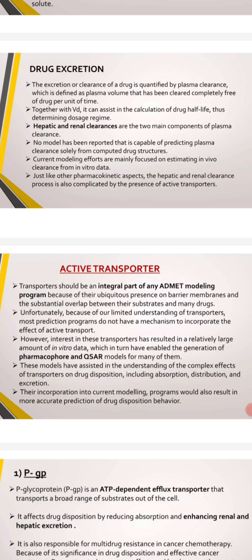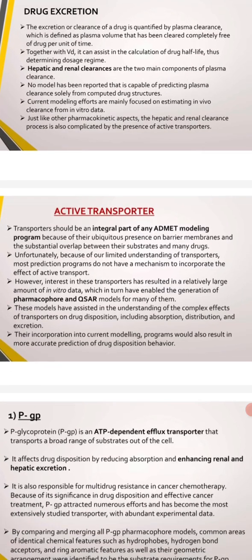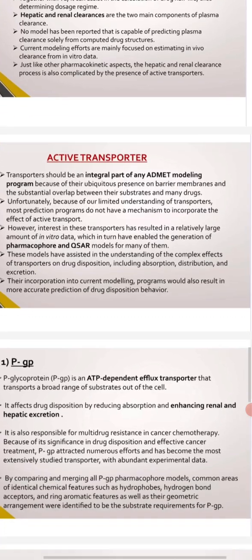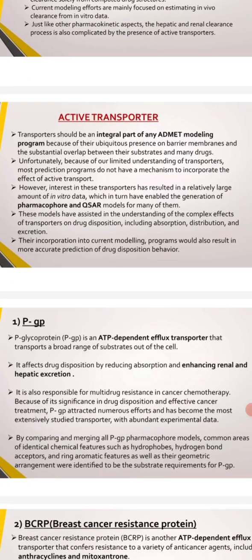These models have assisted in the understanding of the complex effects of transporters on drug disposition, including absorption, distribution, and excretion. Their incorporation into current modeling programs would also result in more accurate prediction of drug disposition behavior.